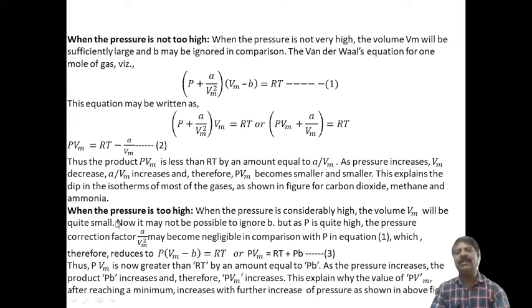And the second case is when the pressure is too high. What happens when the pressure is considerably high? The volume Vm will be quite small because pressure is inversely proportional to volume. When the pressure is high, the volume decreases, and hence it is small. Now it may not be possible to ignore B. Now B cannot be negligible, but P is quite high.